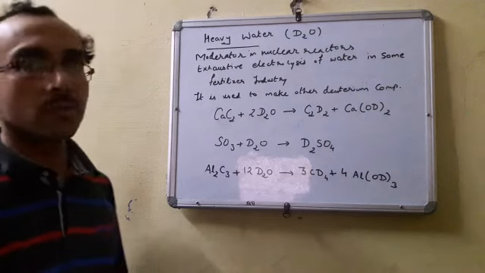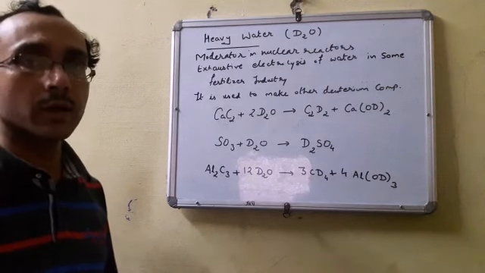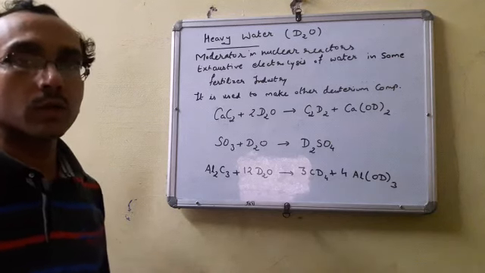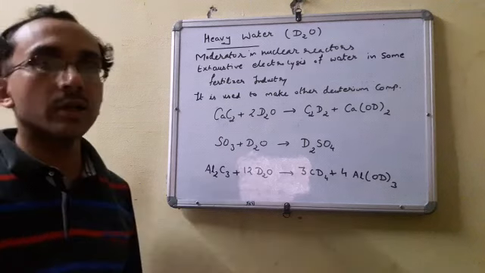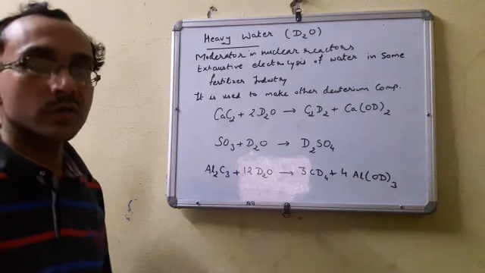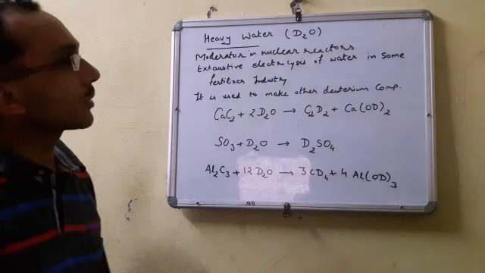Fine. It is used as a moderator in nuclear reactors. Whenever we are using it, what is a moderator? A moderator is used to slow down the speed of neutrons. That is called a moderator. So whenever we are using it in nuclear reactions, it slows down the speed of neutrons and the reaction occurs properly. Now, how can we prepare D2O?